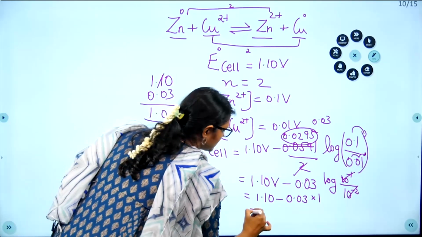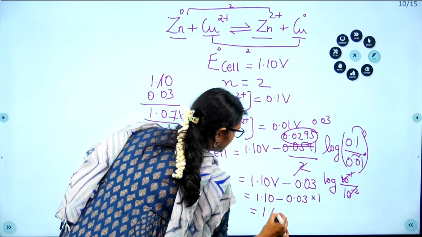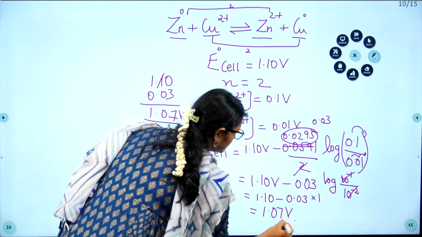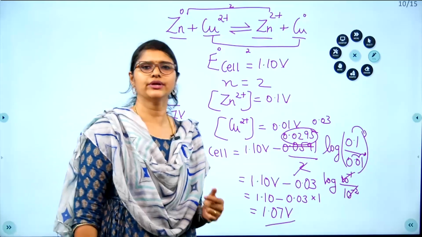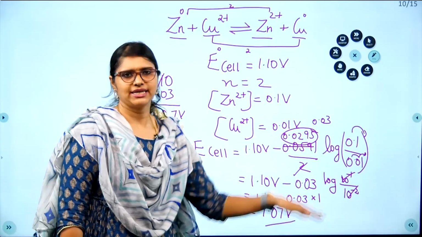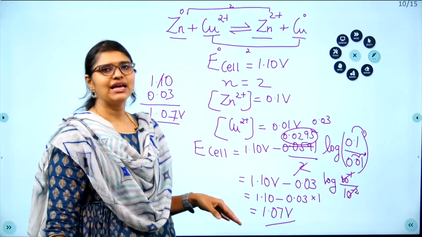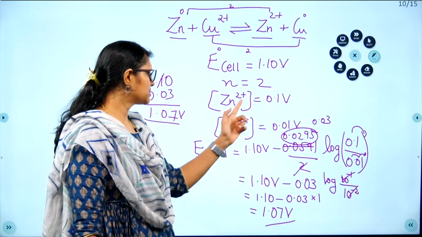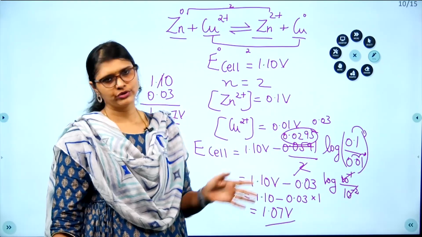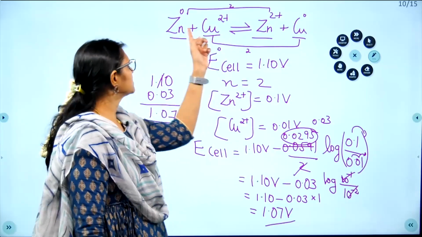So the answer is 1.07 volts. Okay, so once again I will explain this. Now actually we are calculating for the Daniell cell where the concentration is given. N and all they won't give you. You should calculate like this.